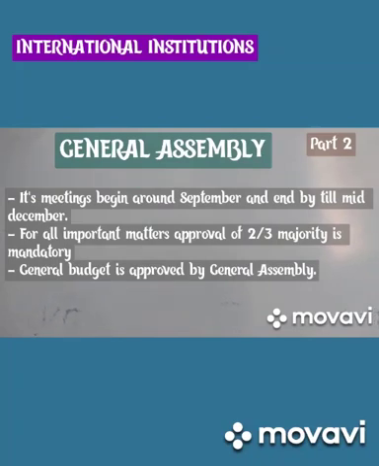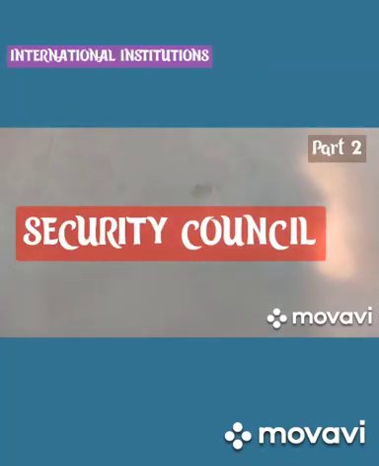And for any important matter, the approval of a 2/3 majority is mandatory in the General Assembly. And the general budget is also approved by the General Assembly. Okay, that's all about the General Assembly.